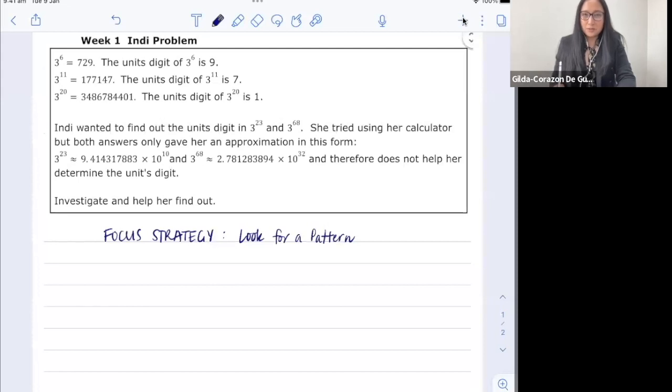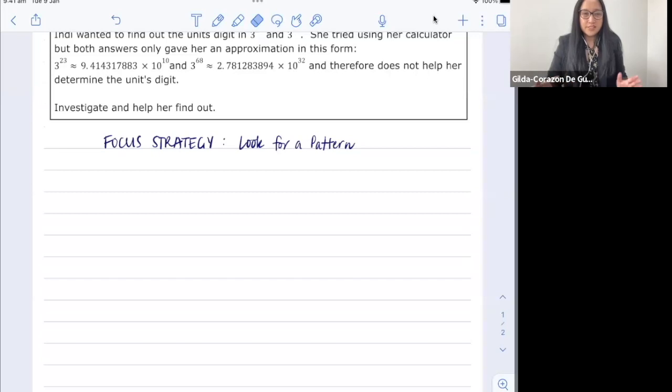So when we want to look for a pattern, it gives us a clue already that maybe if we start with what we know or something that we can actually write down or list down, then maybe there's a pattern that we can use so that we will be able to figure out what would be the units digits for 3 to the power of 23 and 3 to the power of 68. So let's go ahead and write down what we know, list down all those 3 with a power.